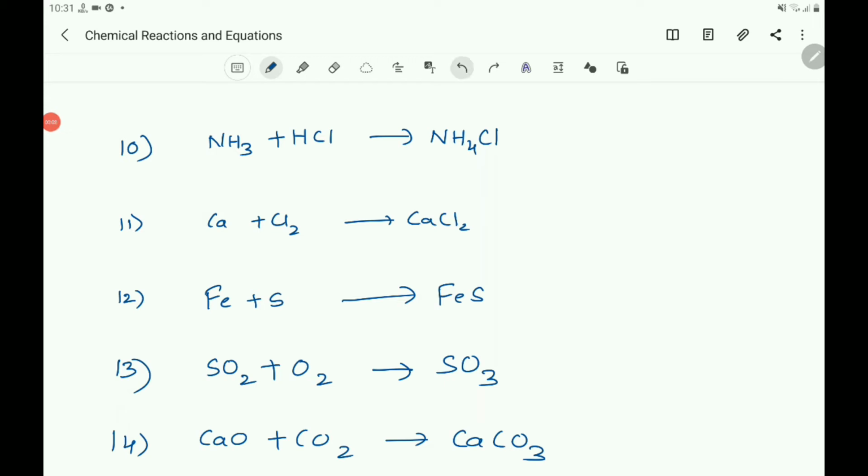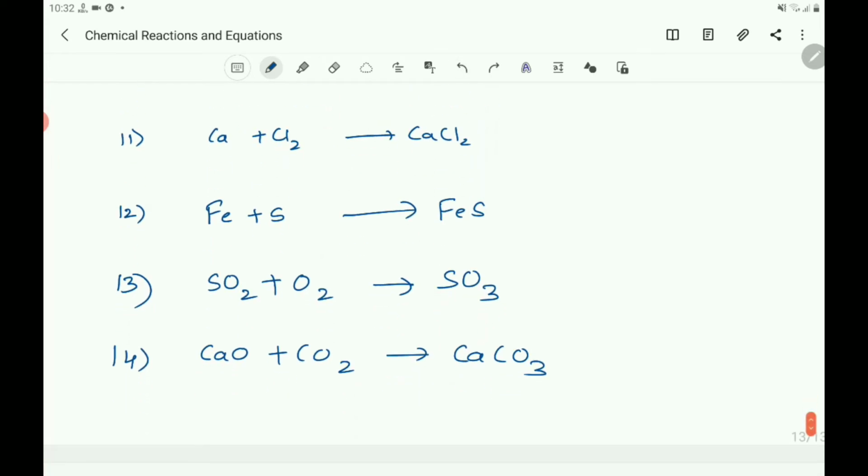Next you take calcium reacts with chlorine to give calcium chloride. Here two elements combine to form a single product CaCl2. Calcium is an element, chlorine is an element. These two elements combine to form calcium chloride. Now verify whether it is balanced or not. Ca is there, it is balanced. Cl2, it is already balanced.